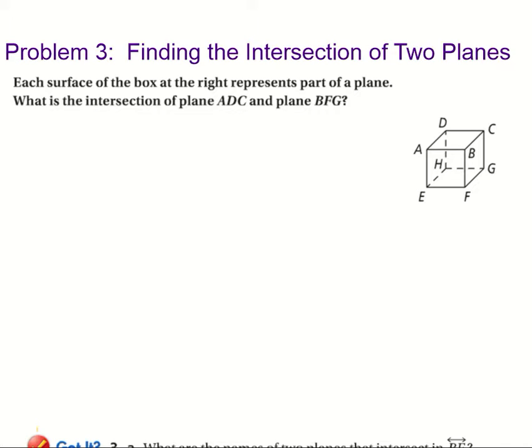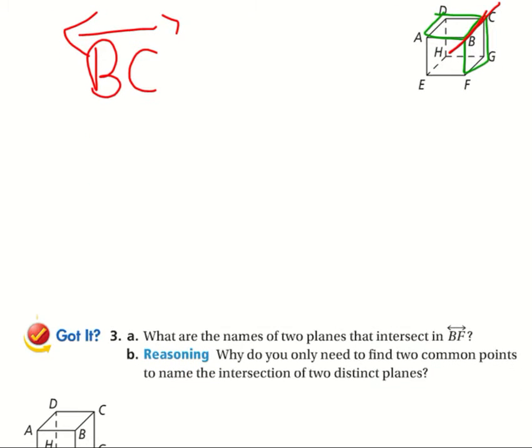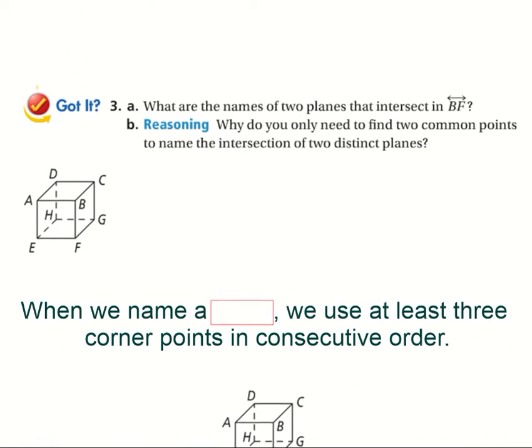So if we have the plane ADC, that's this plane right here, and we have the plane BFG. What is their intersection? Well, their intersection would be this line right here that they go through. It would be BC. And don't forget that they're planes, so they go in infinite directions, which means your line goes in infinite directions, and so it's not just a line segment.